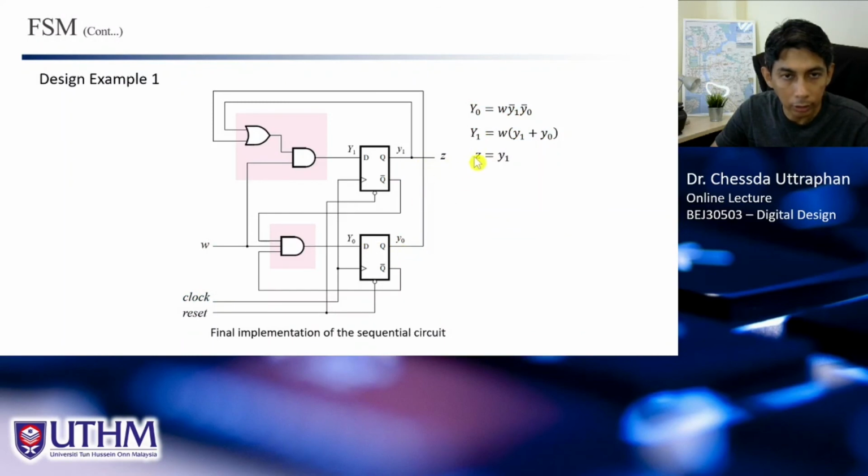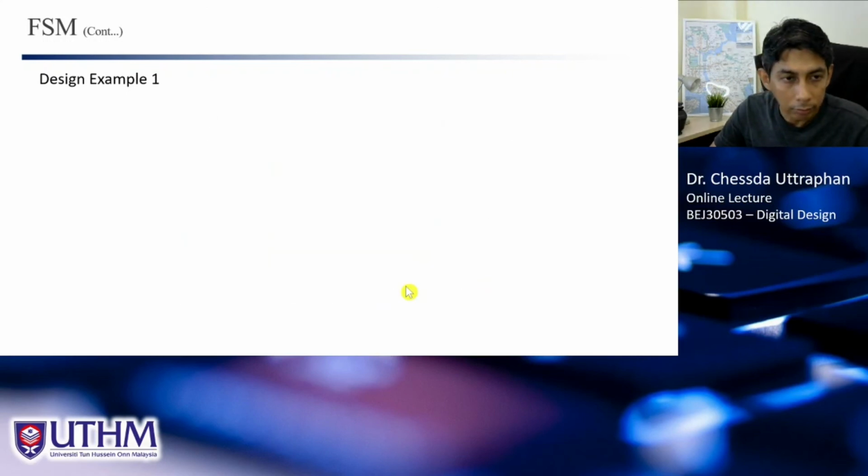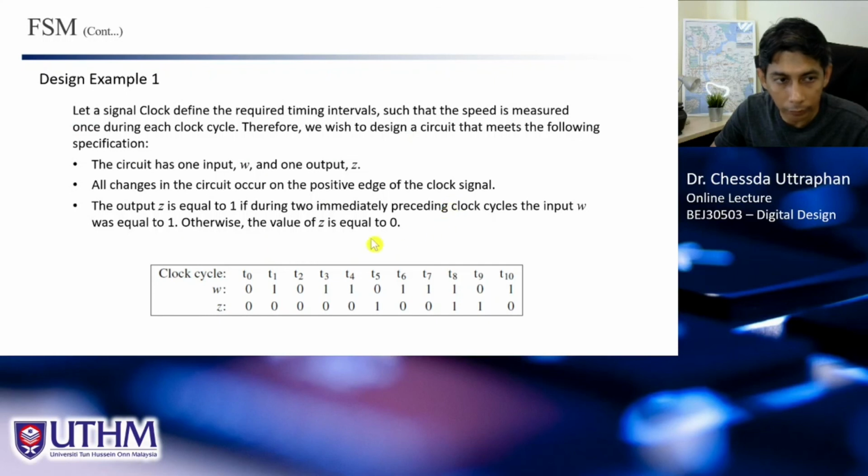And we have Y0. Y0 is W, Y1 bar, this is Y1 bar, which is from Q1, Y1 bar. And we have Y0 bar, which is this Y0 bar, and we have Y0. And of course, we have the clock, and we have the reset here. So now this is the circuit to solve this problem, or the circuit for this specification, to get the output or to behave like this.